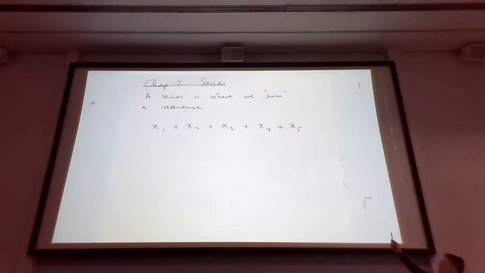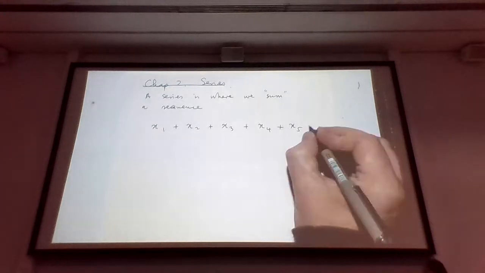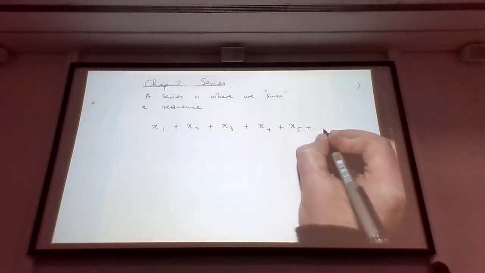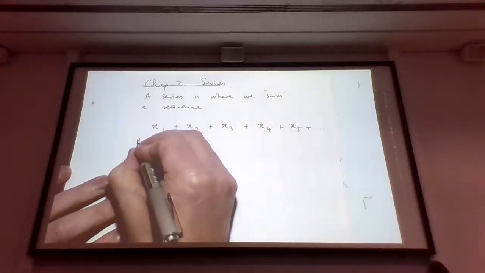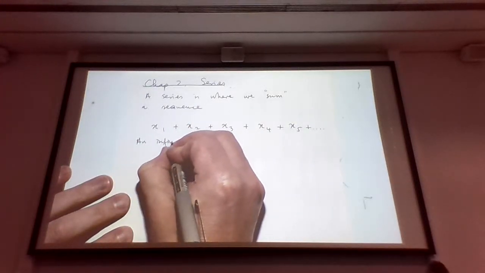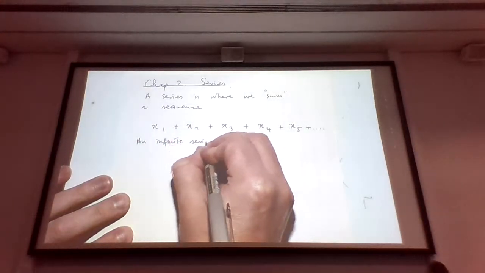Now, if this was just a finite series of adding together 5 things, if things were interesting, we might be interested in the sum. If things weren't interesting, we wouldn't be particularly interested in the sum. But where things really do get interesting is where we look at infinite series. Okay? So an infinite series is the sum of an infinite sequence.